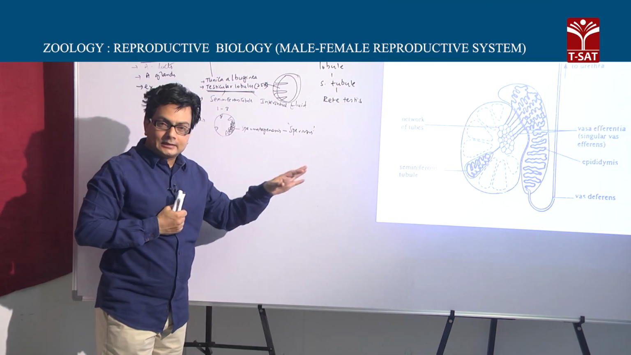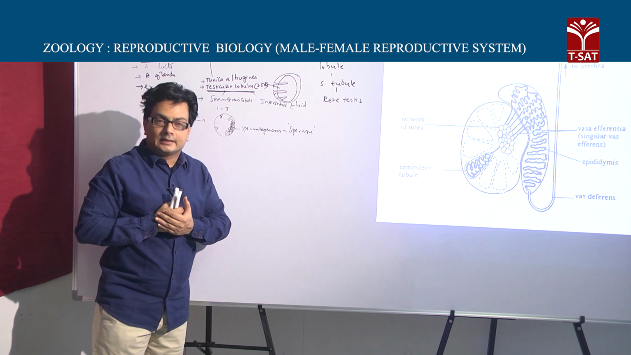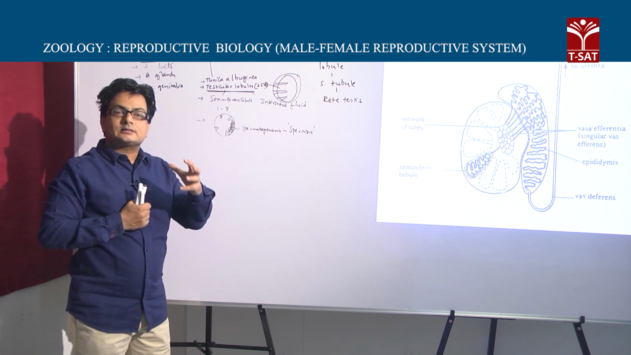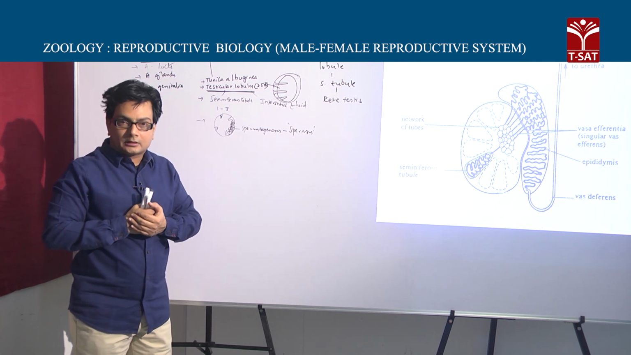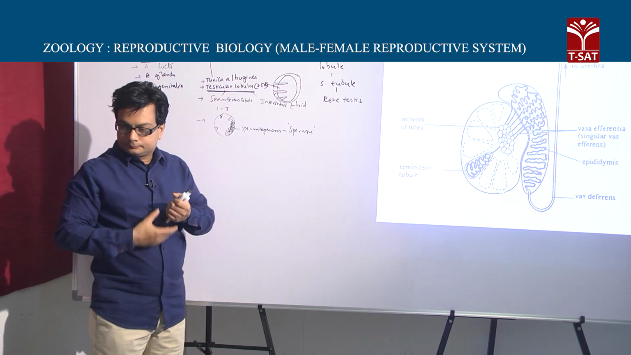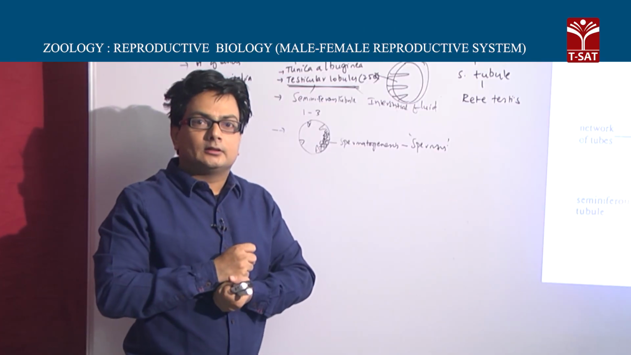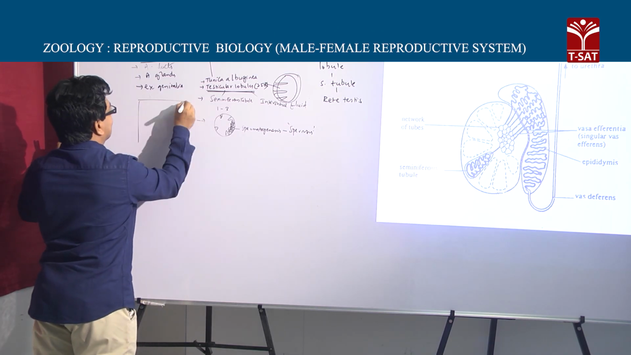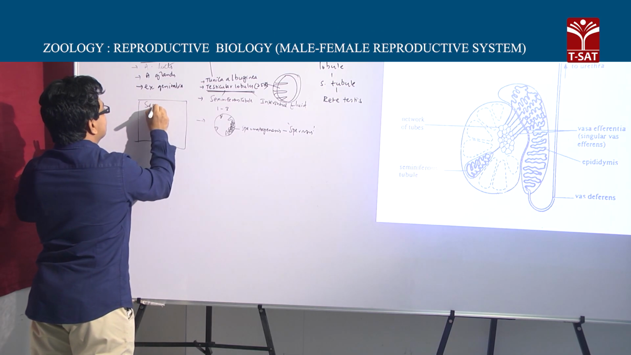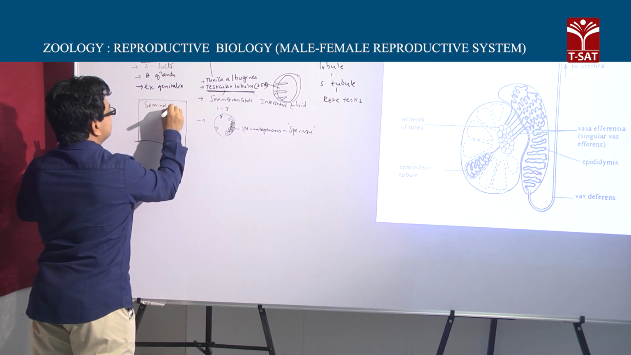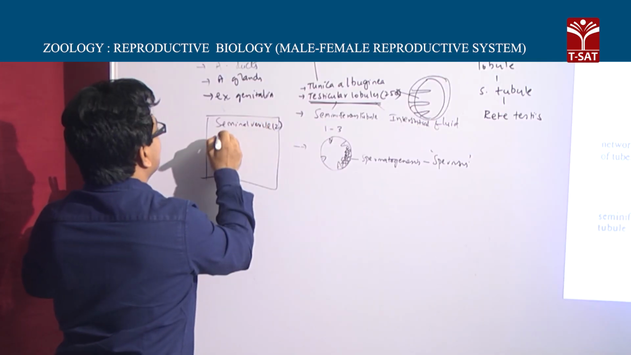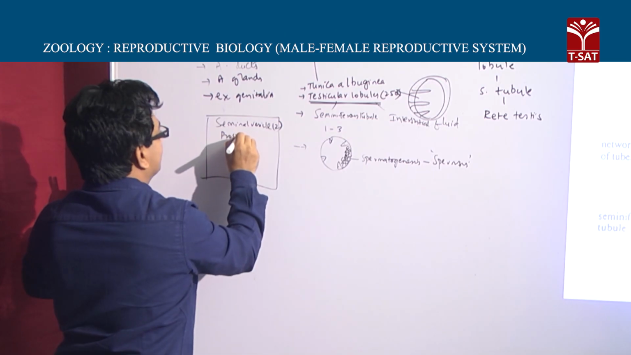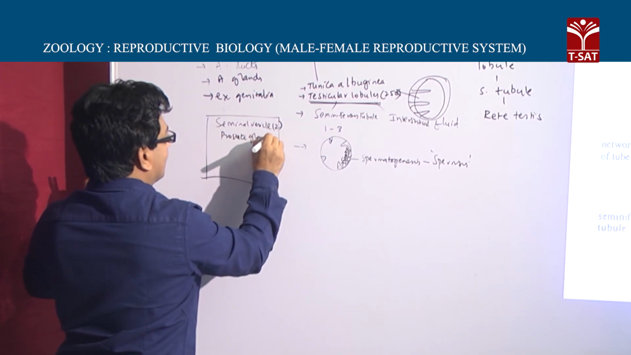And after accessory ducts, the next is accessory glands. The accessory glands which support the male reproductive system will include, like this, I am taking only the accessory glands: the seminal vesicle, 2 in number; the prostate gland, which is 1 in number, 1 unpaired structure.